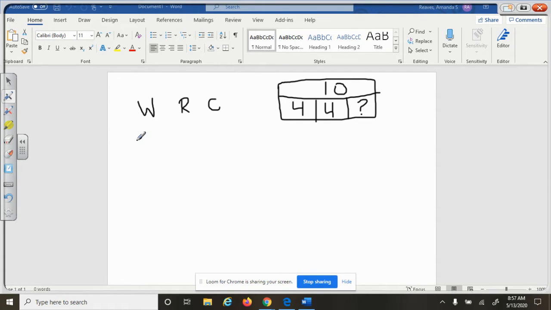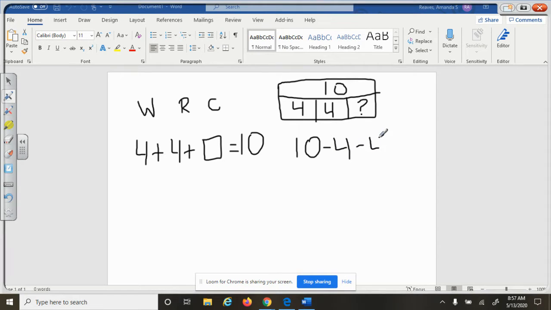So I have a couple of ways that I could do this. I could say 4 walnut plus 4 raisin plus some chocolate chips would equal 10 cups of snack mix. I could also say, I know that I have 10 cups altogether. I'm going to take away 4 with walnut, 4 with raisin, and see what I get.